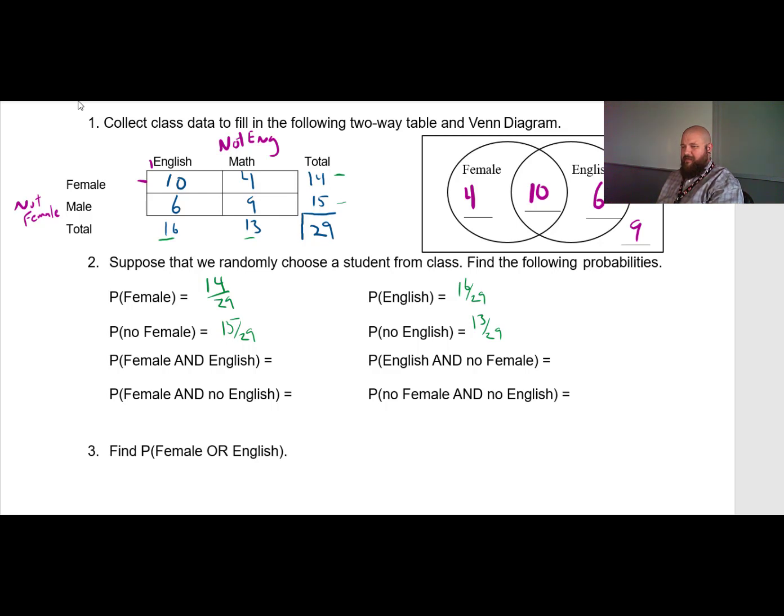Now, probability of female and English. So we want to know the probability of being female and English. Well, it's going to put us right there at that 10. 10 over 29. So the probability of female and not English. So across the row here, right? And then not English, which is our math setup here, we should get 4 out of 29.